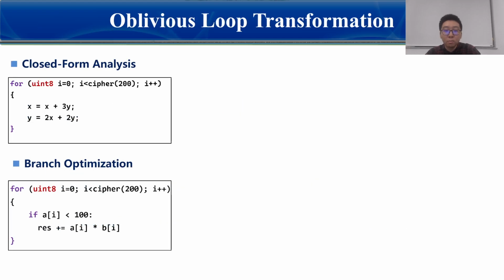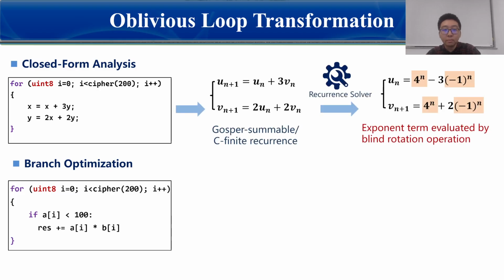For oblivious loop optimization, we consider two scenarios. If a loop body can be transformed into Gauss-summable or C-finite recurrences, we can use a recurrence solver for closed-form expression. The exponent term in these expressions can be evaluated by blind rotation.